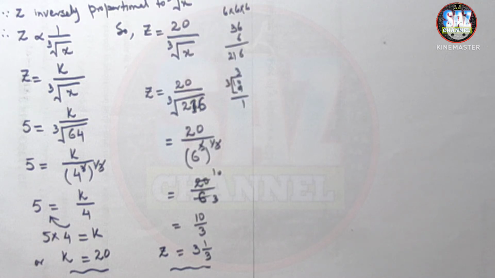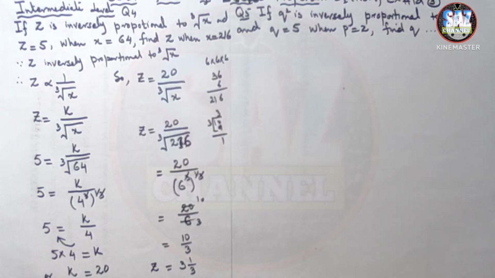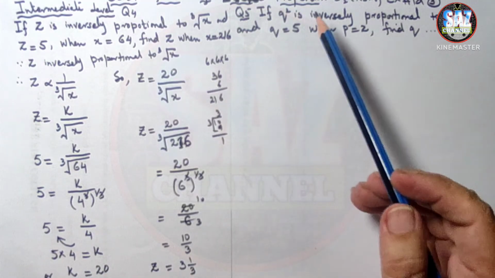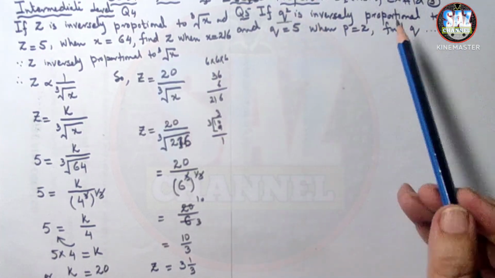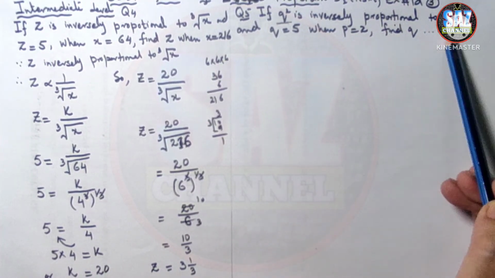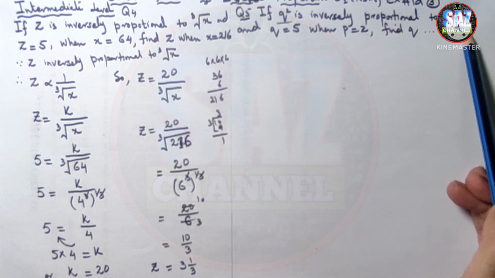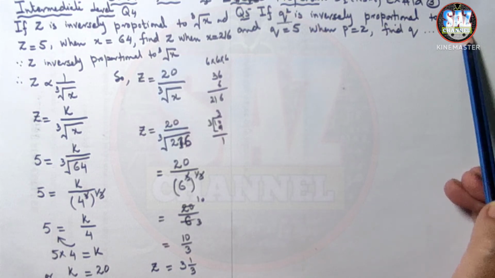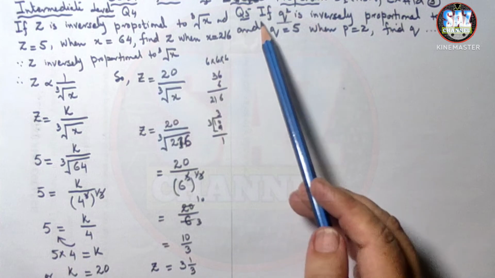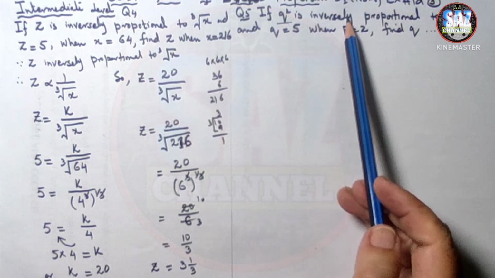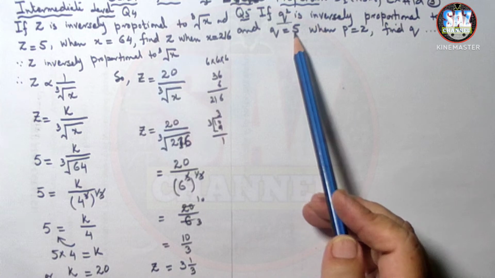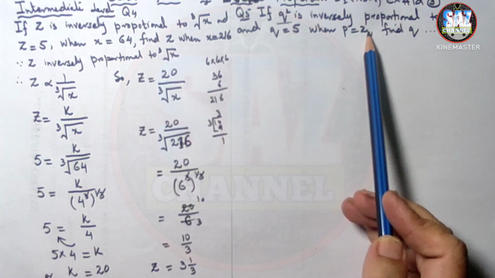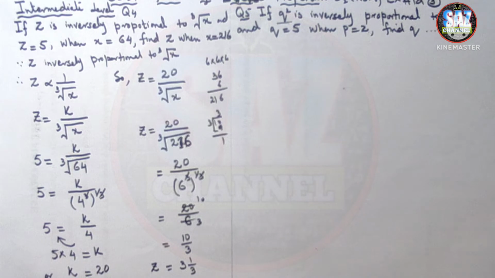Moving to question number 5. Question 5 says, if q square is inversely proportional to p plus 3, I always advise my students to read and understand the question carefully and underline important terms of the question. If q square is inversely proportional to p plus 3 and q equals 5 when p is equal to 2, find q when p is 17.